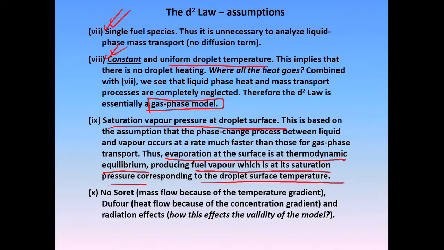And then there is no effect like Soret and Dufour, these effects basically come due to second order effects, so these are usually neglected, and the radiation effects also are neglected, got it. So, these are the 10 assumptions basically that go into the making of the d square law, which people have validated experimentally, right. However, I did not do the math as of now.